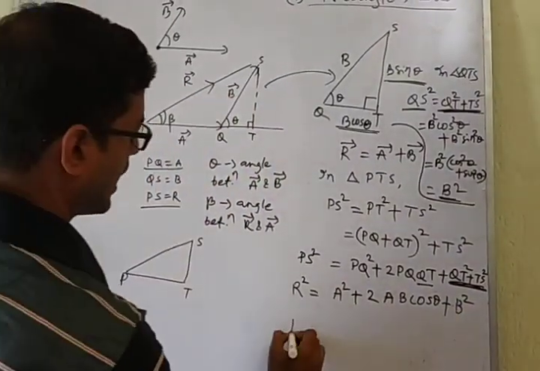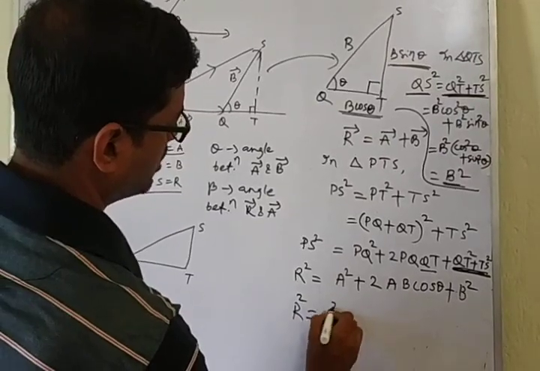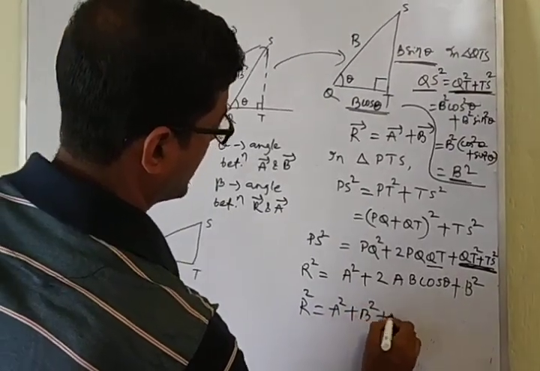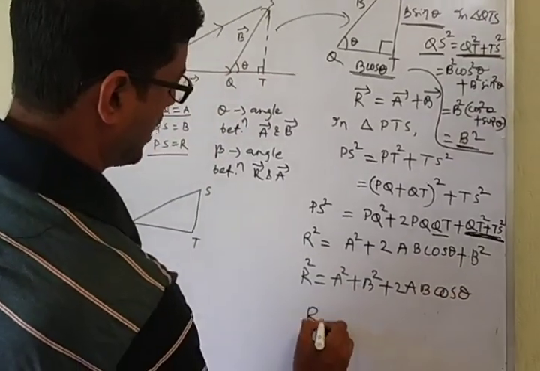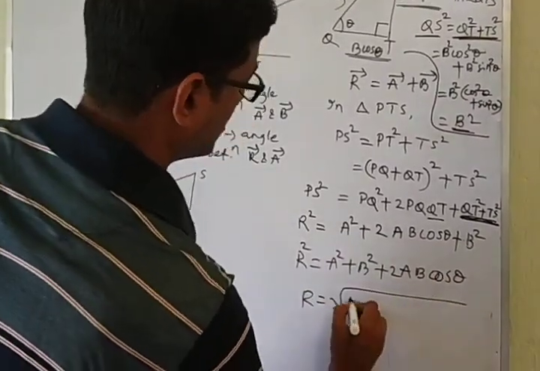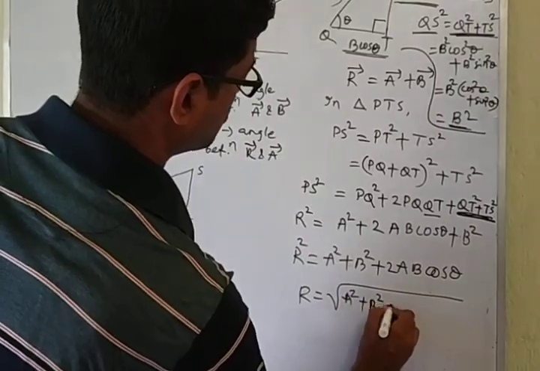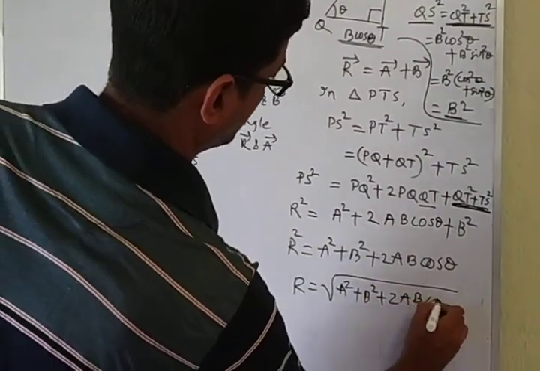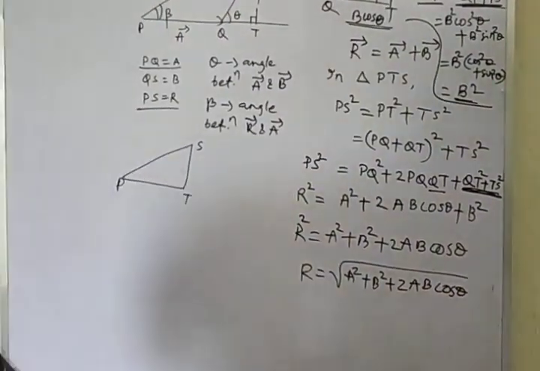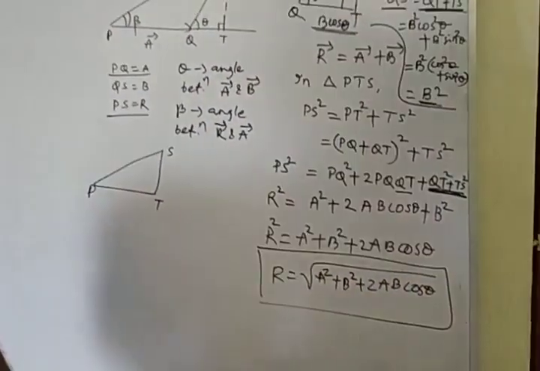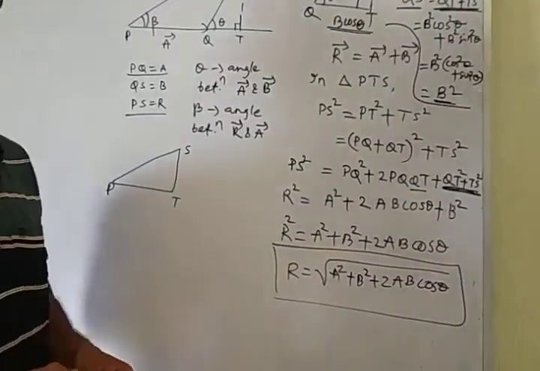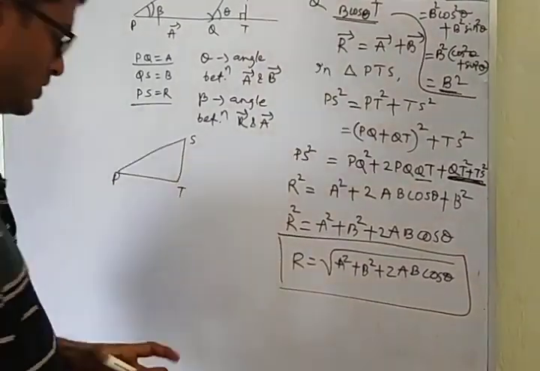So I got a formula: R square equals A square plus B square plus 2AB cos theta. Now R equals root over A square plus B square plus 2AB cos theta. So this will give me the magnitude of the resultant of two vectors.